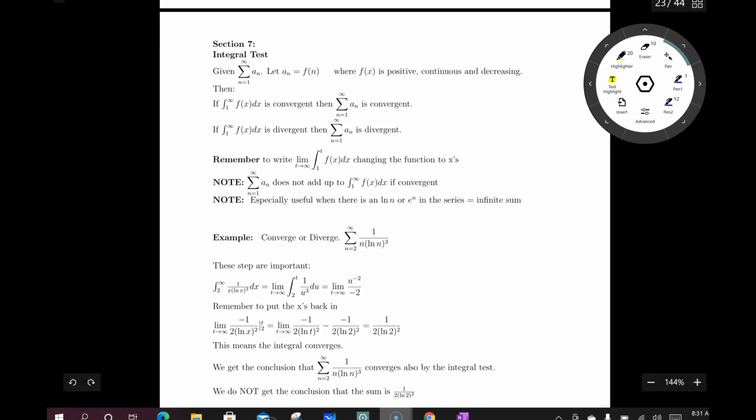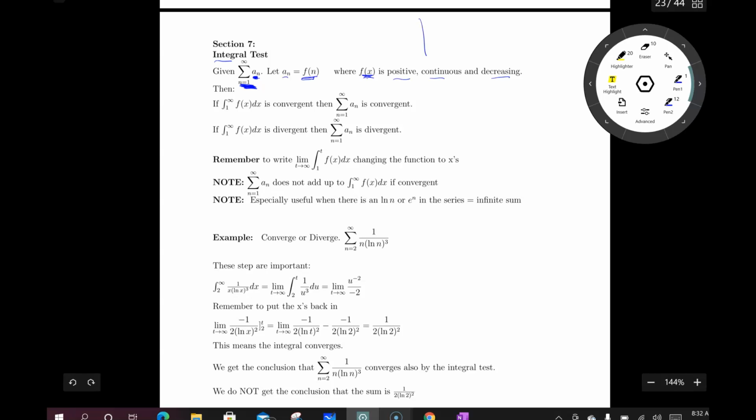Moving on to another test. This is called the integral test. If we're given a sum, remember all of these series we have tests on, where this is the nth term, so a sub n can be written as f of n, and we're going to change it to x's. This function has to be positive, continuous, and decreasing.